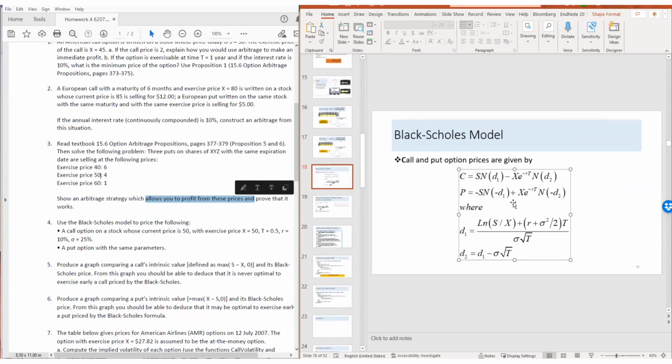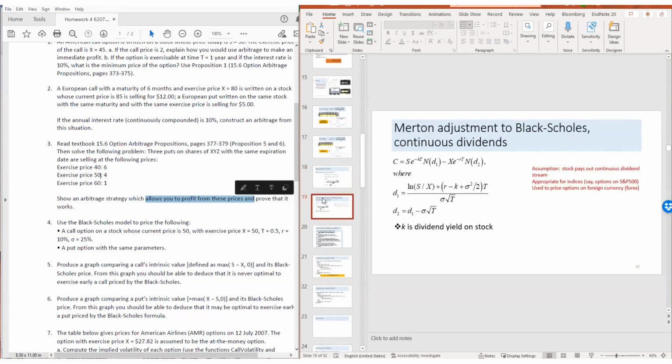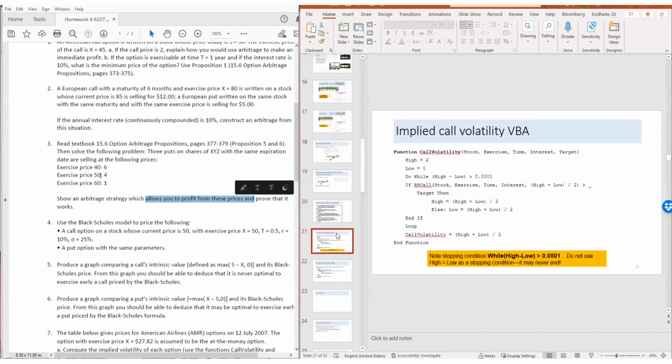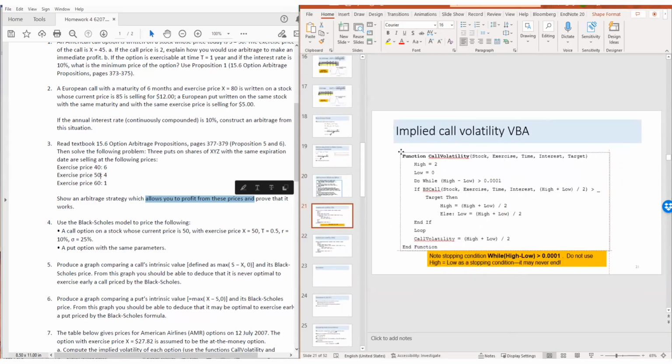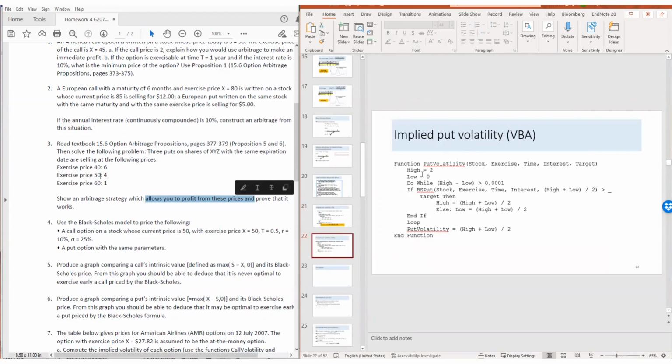You need to first know how to calculate option prices based on the model. And then you should also know how to use the Black-Scholes model to calculate the implied volatility. Implied volatility cannot be solved by a formula. It can only be calculated using a trial and error method. So you need to use a VBA function in Excel to find the value for the implied volatility. There will be a function for finding the implied volatility of a call and one for a put.